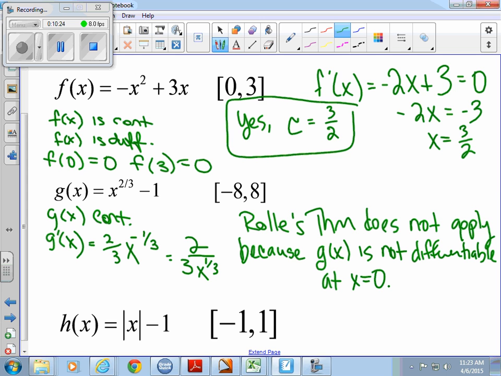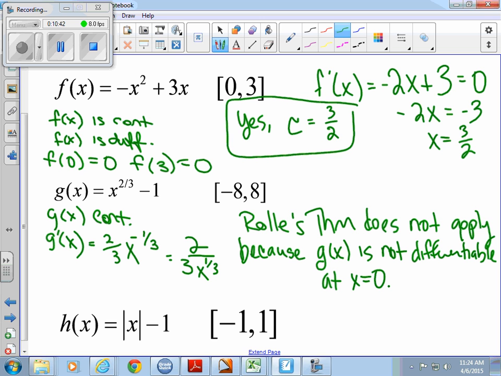I can't even try to use Rolle's theorem. Now, does that mean there's not a place where the derivative equals 0? There could be. I just don't know. Rolle's theorem tells me nothing. There still could be a place where the derivative equals 0, but I'm not guaranteed that.